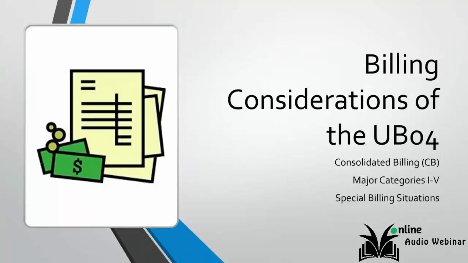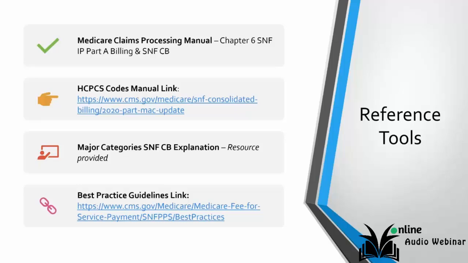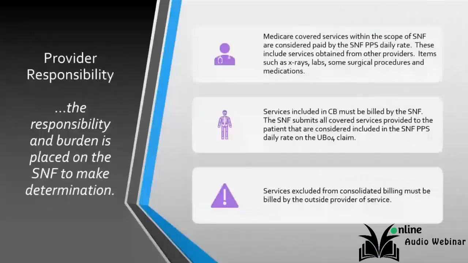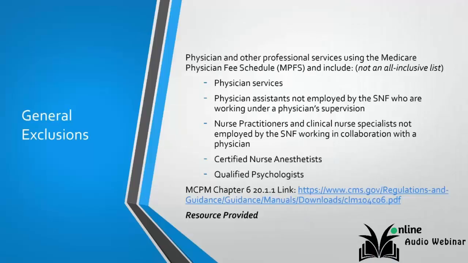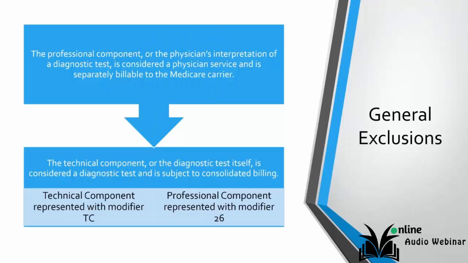So billing considerations of the UB04, your major categories in special billing solutions and situations are categories 1 through 4. You need to have these reference tools. Provider responsibility, first and foremost, it has to be documented that it was done by the appropriate individual. Contract therapy services must be billed for SNF, and then these general exclusions, I've listed a few of those for you.